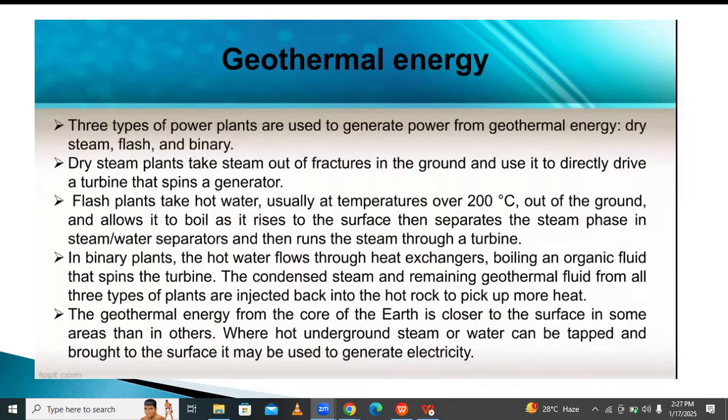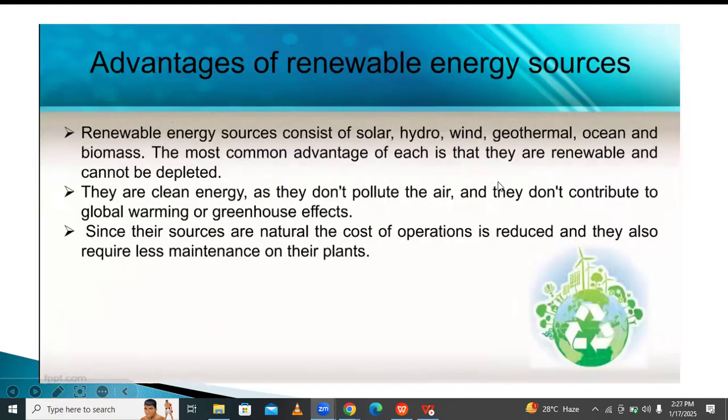So that was geothermal energy, and then what are the advantages of renewable energy sources? Renewable energy sources consist of solar, hydro, wind, geothermal, ocean, and biomass. This is the advantage of renewable energy. The most common advantage of each of these is that they are renewable and cannot be depleted. This is one of the advantages.